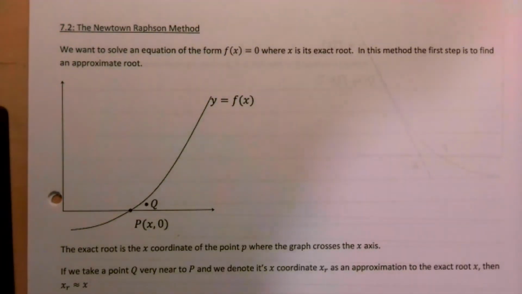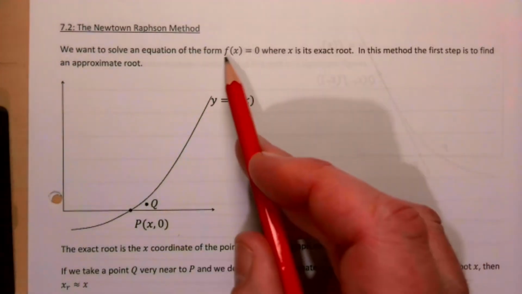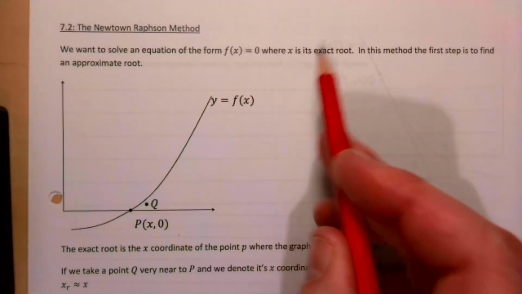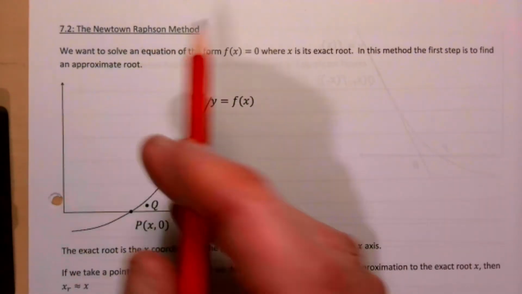Okay, this is A2 Pure Maths. We are on Unit 7. This is 7.2, the Newton-Raphson method, and this is for finding roots of equations. We want to solve an equation of the form f(x) = 0, where s is its exact root. In this method, the first step is to find an approximate root.